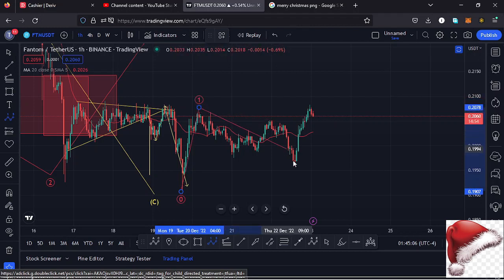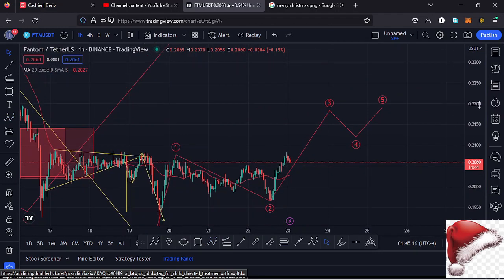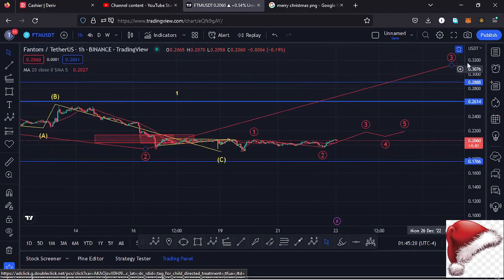Then whatever we have right here is the formation of that second wave, and I'm expecting another impulsive movement to the upside in the formation of that wave 3, then expect a wave 4 and then continue pushing even higher in the formation of that wave 5, which should fully maximize the formation of this wave 3 to the upside.